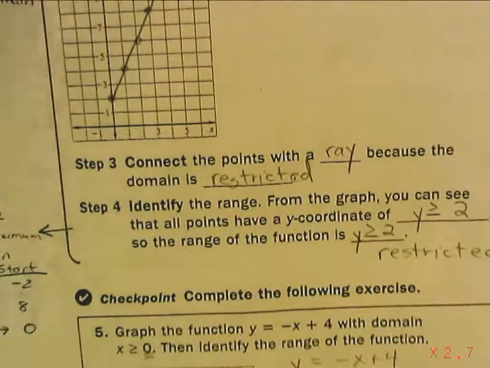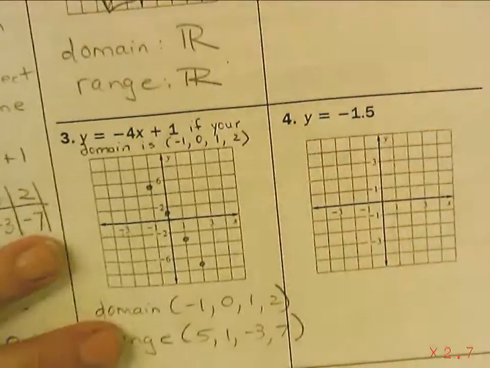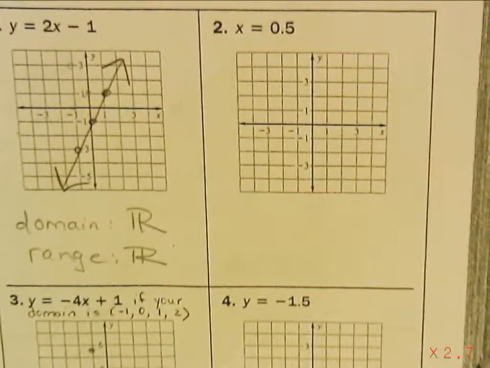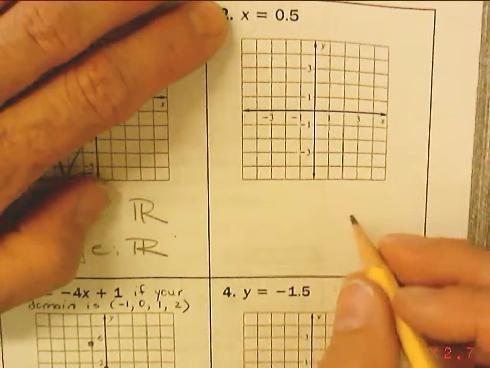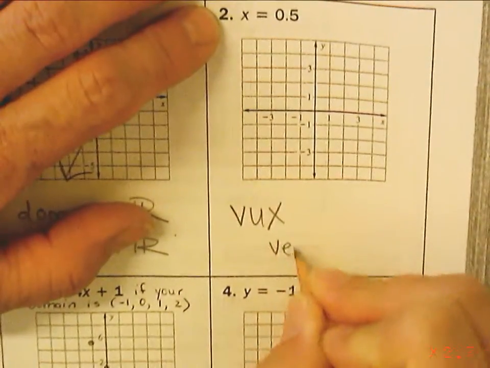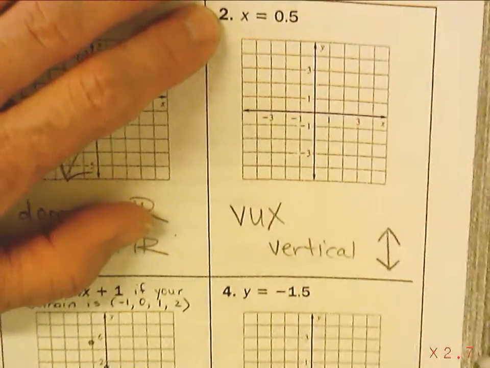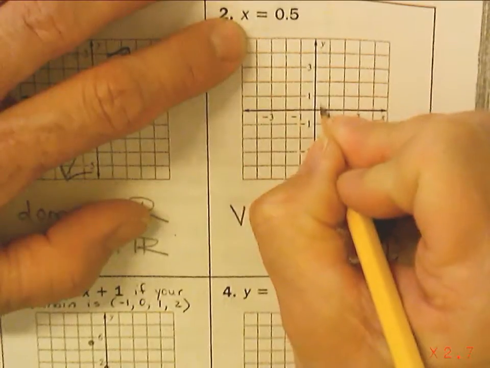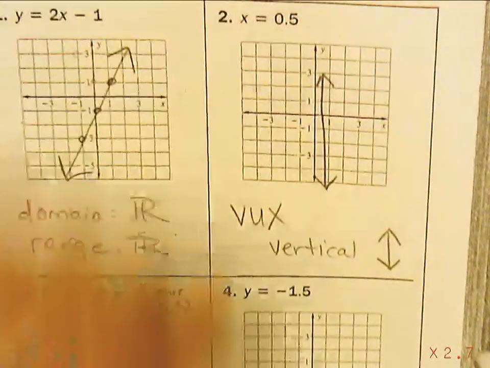Okay? So let's turn to page 18. And we're going to do 2 and 4 together. So number 2 says x equals 5/10 or 1/2. Okay? So this is a vux. Vux stands for vertical. We're going to draw a vertical line. Where are we going to draw a vertical line? Where x equals 1/2. So there's my vertical line.